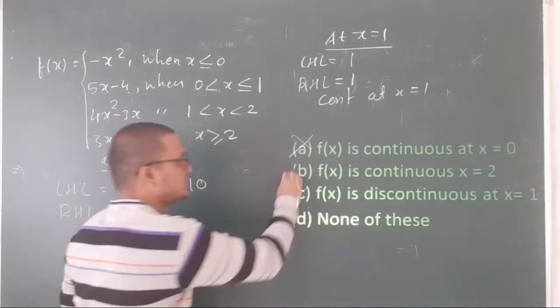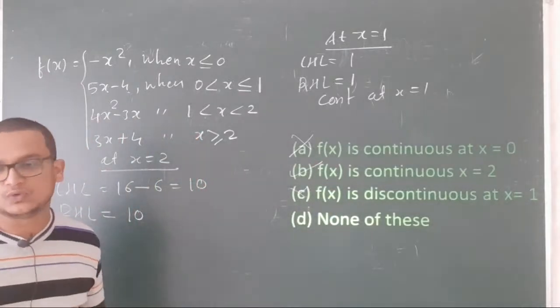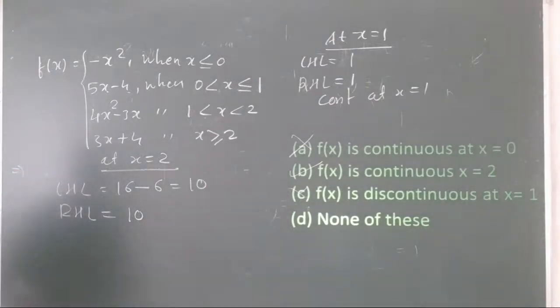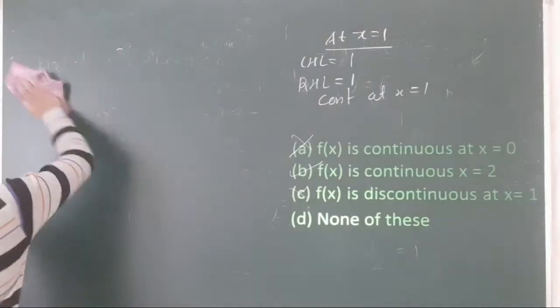So I think that option is present here. Option B: it is continuous at x equals 2. Therefore option B is correct here. Okay. Next let us see one more question.